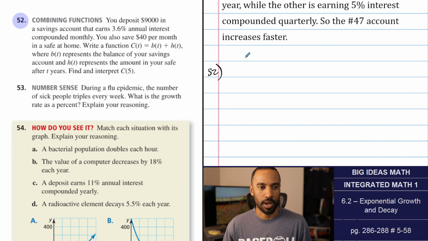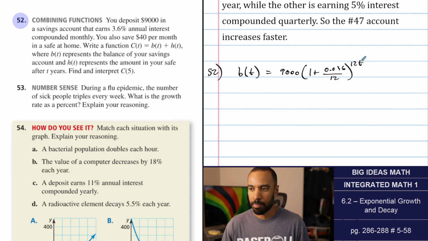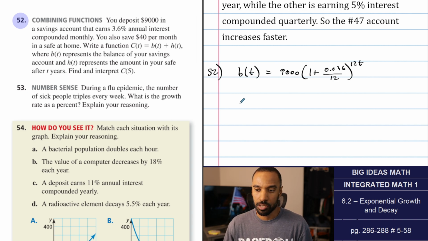So we have a few things going on. We have B of t, the balance of our savings account. So B of t is going to be 9,000 deposited times 1 plus 0.036 over 12, compounded monthly, to the 12t power. Remember, t is represented in years. Okay. T is in years.